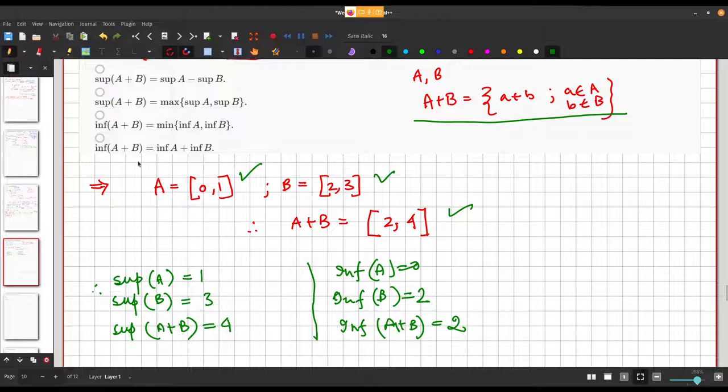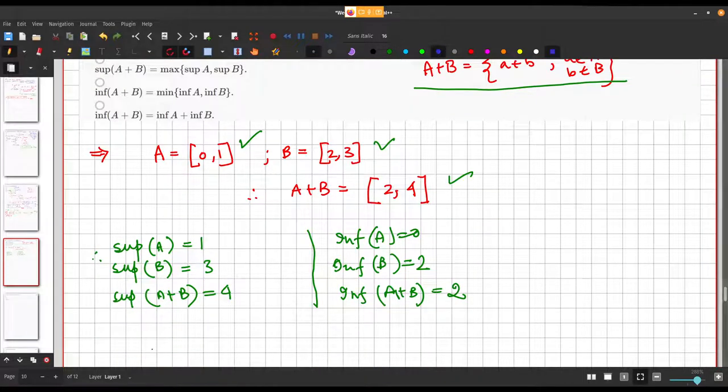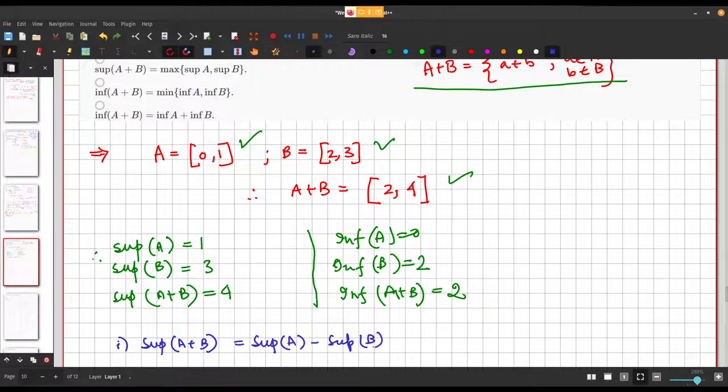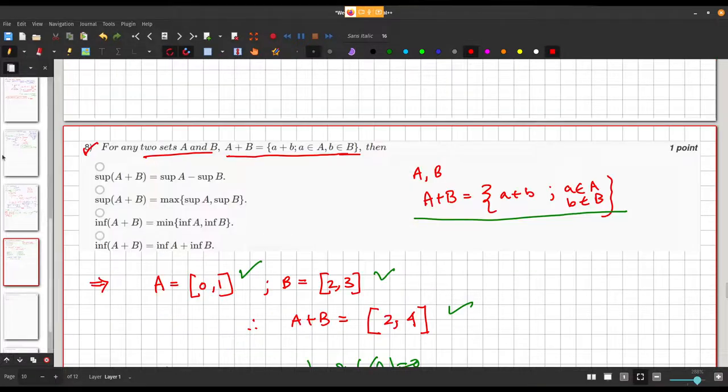Okay. So we can check one by one the options given and see which one is correct. So first let us see that supremum of A plus B is equal to supremum of A minus supremum of B. And we can clearly see that for the example that we have taken, this is not true, because this is 4, and 4 is not equal to 1 minus 3, which is minus 2. So option 1 is incorrect.